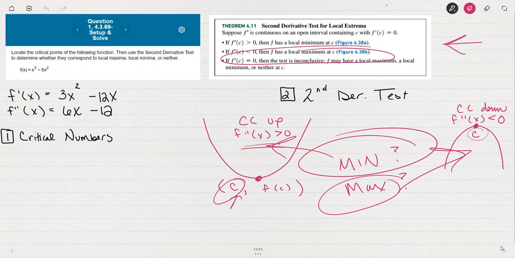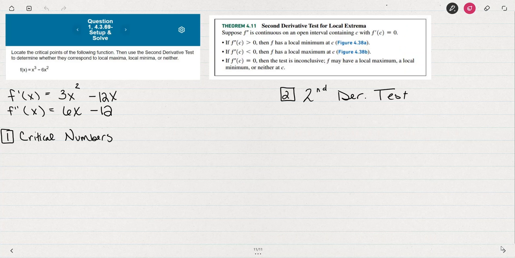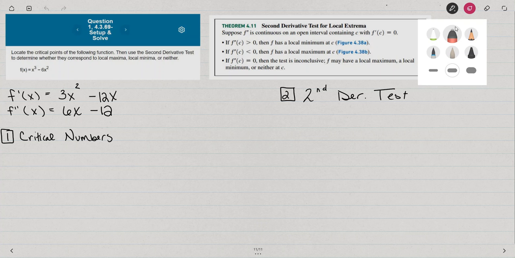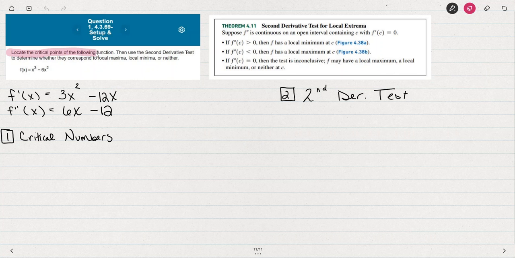So this example that came in from a student, I think the issue with this question isn't actually working it out, but thinking through, how do we use this second derivative test? There are other ways to determine if a critical number is a max or a min. So how do we use the second derivative test to do that? Well, let's walk through this example. And the first thing we're going to do is locate the critical points.